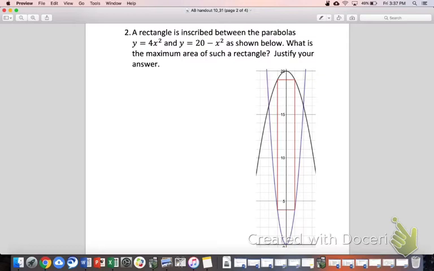All right, in number 2, I'm having a bit of a hard time fitting this all on my page here. It's a tall, skinny graph. Let's read it really quick, and we're going to go back and forth a little on this one. It says, a rectangle is inscribed between the parabolas y equals 4x squared and y equals 20 minus x squared as shown below. What is the maximum area of such a rectangle? We're supposed to justify our answer.